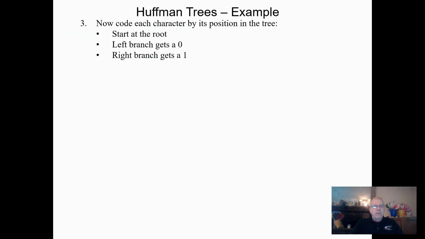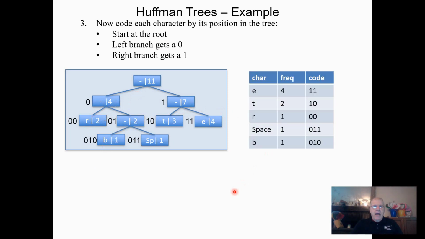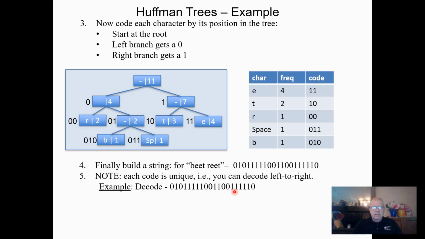Step 3 is to encode each character by its position in the tree. So we go down 0, 1 once and twice to R, 0, 1, 0 is B, and so forth. And out of that, we can construct a table. And then if we had this string "beat read," whatever that means, it doesn't mean anything. You could build a string out of that table.